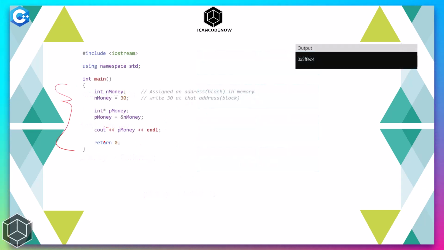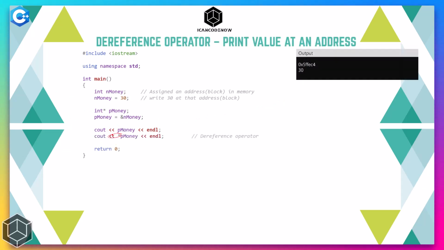We've seen this program declaring a pointer, assigning an address to that pointer, and printing the value of that pointer, which basically prints the address that is assigned to it. But what if we want to print the value that the pointer is pointing to, not the address, but the actual value which the pointer is pointing to? For doing that, we use this dereference operator. Dereference operator. That's right.